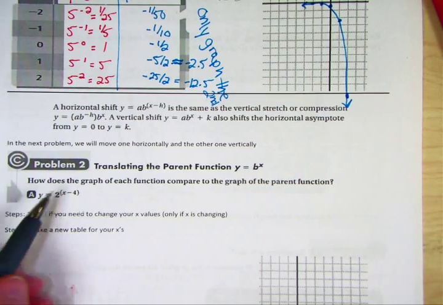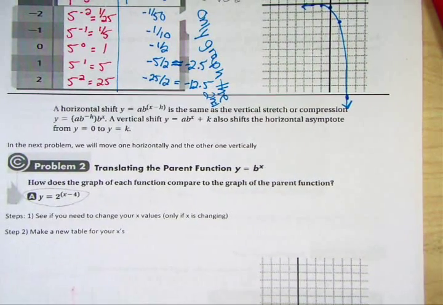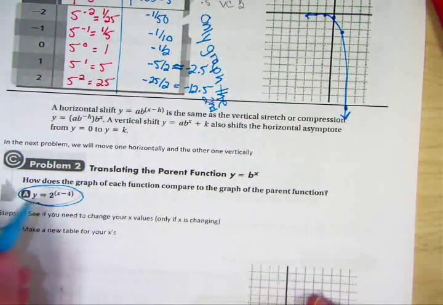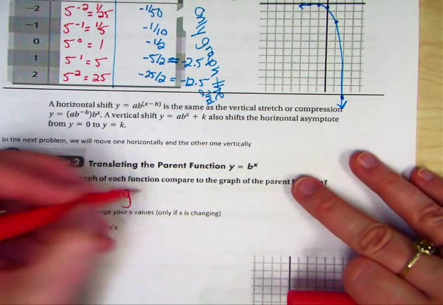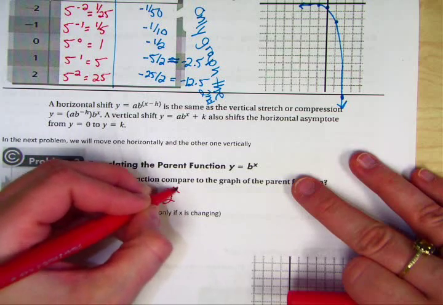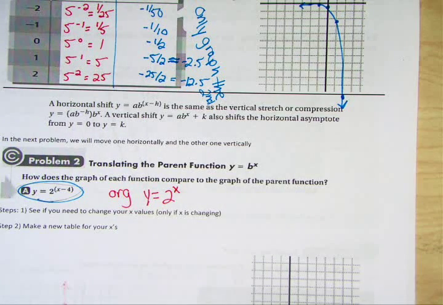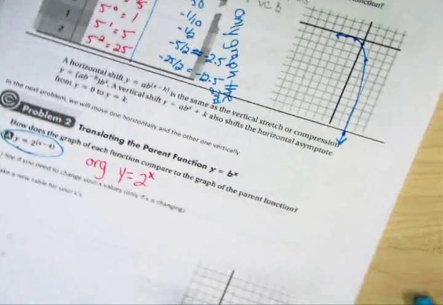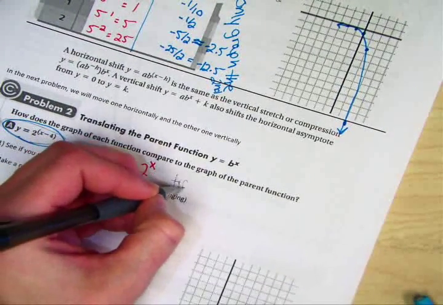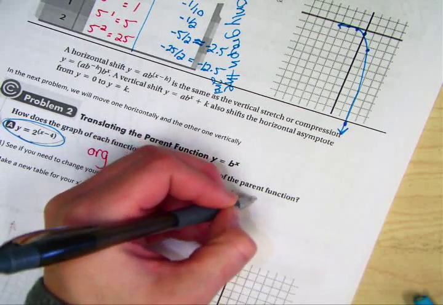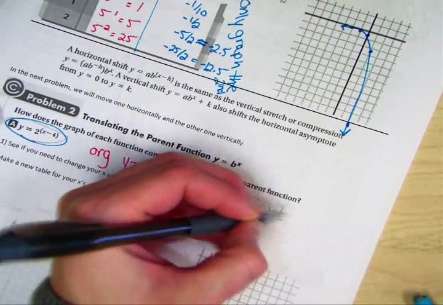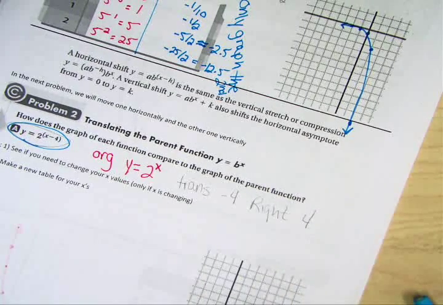So take a look at problem A. Okay, this one I would circle in blue because this one has been changed from the original. It would originally have been y equals 2 to the x power. So let's talk about how it's changed. What are the transformations? Well, the only number that's been added is the -4, and the -4 moves it to the right 4 units.